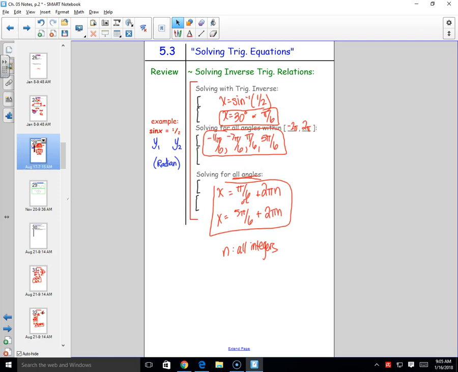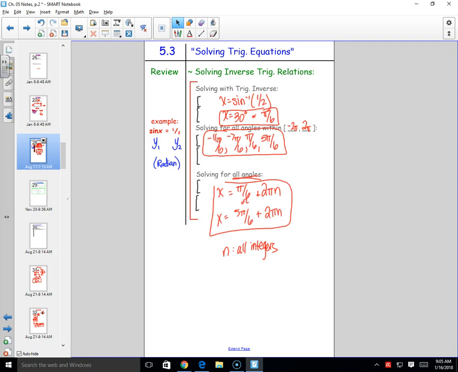Good. Cosine is positive in the first quadrant and the fourth quadrant. Someone give me another place that's true. 3 pi over 4 would be root 2 over 2. The problem is it'd be a negative. 5 pi over 4 would also be a negative. Okay, so we could put as answers pi over 4, and we could put 7 pi over 4.